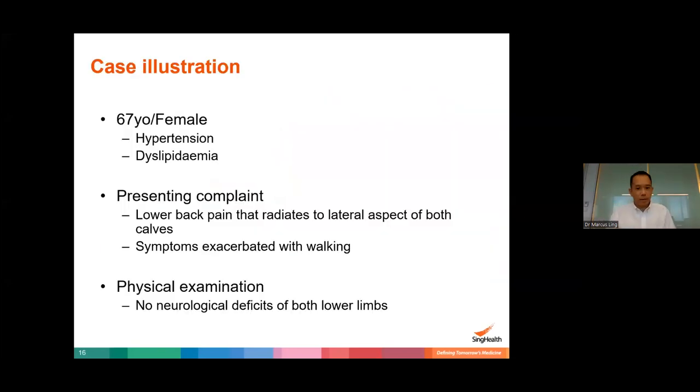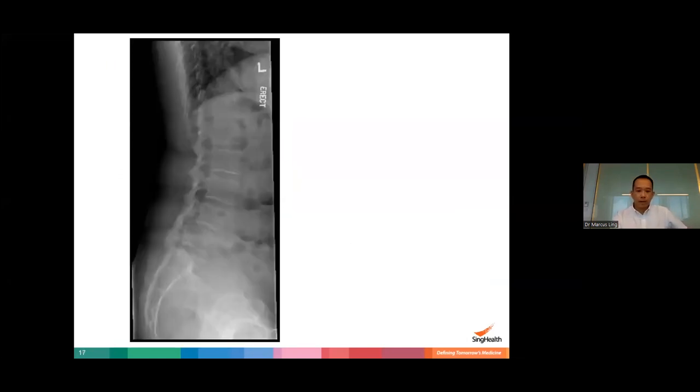I'm coming to the end of my presentation right now, and I would like to end off with a case illustration. So this is one of my patients. She's a 67-year-old lady. She's fairly active, with medical problems of hypertension and cholesterol. She presents to me with lower back pain that radiates to the lateral aspect of both her legs, and this is exacerbated by walking. So this is the X-ray of her spine. As you can see in the lower levels of her spine, one of her bones is shifted forward, what we call a spondylolisthesis. This commonly occurs in the elderly.